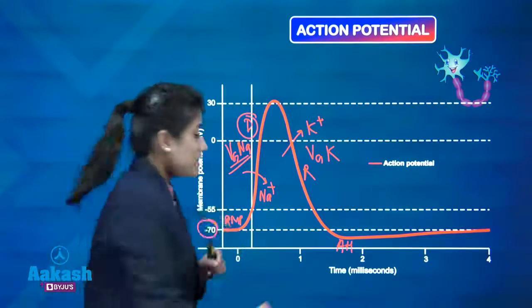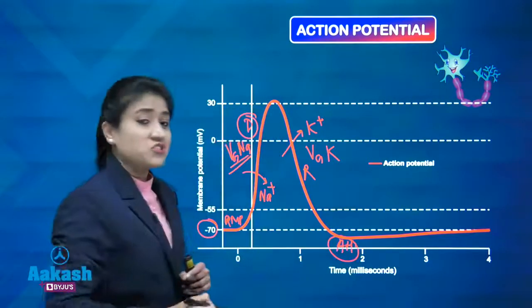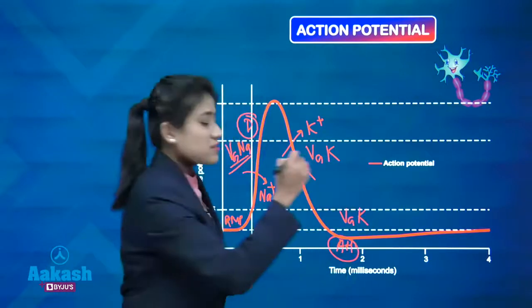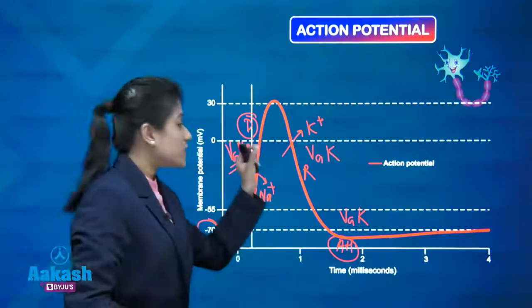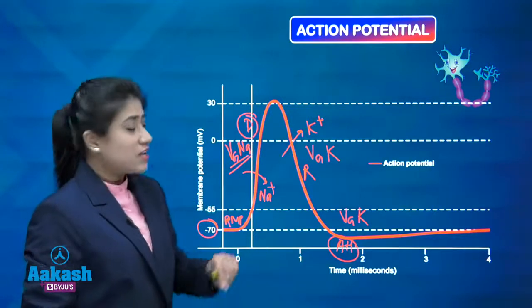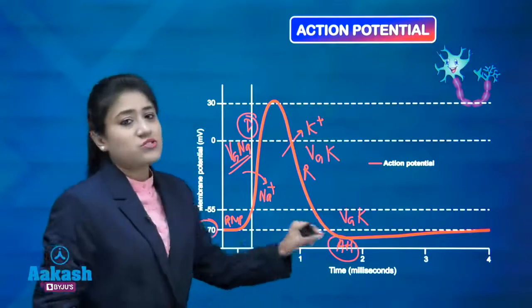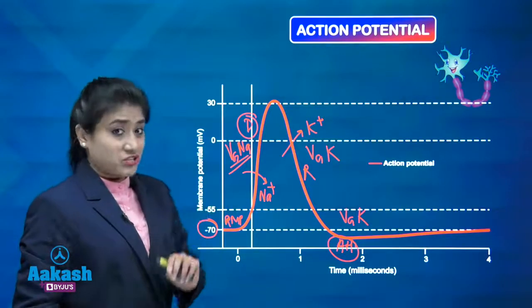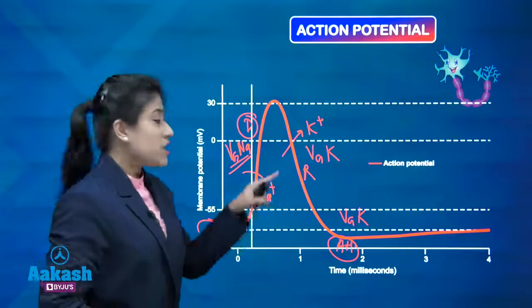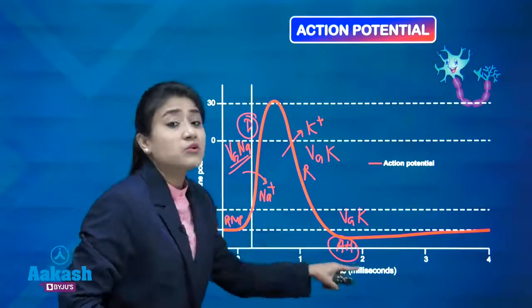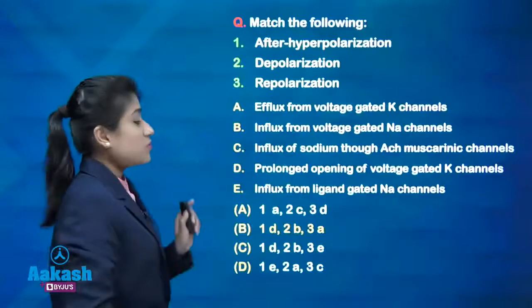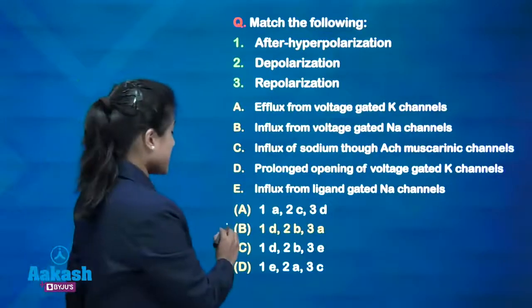Remember guys that this after hyperpolarization is again due to voltage gated potassium channels. Why? Because these voltage gated potassium channels are slow to open and slow to close. So, due to slow closure of voltage gated potassium channels, you get after hyperpolarization in which membrane potential goes below the level of resting membrane potential. So, that's why the answer to this question is B.